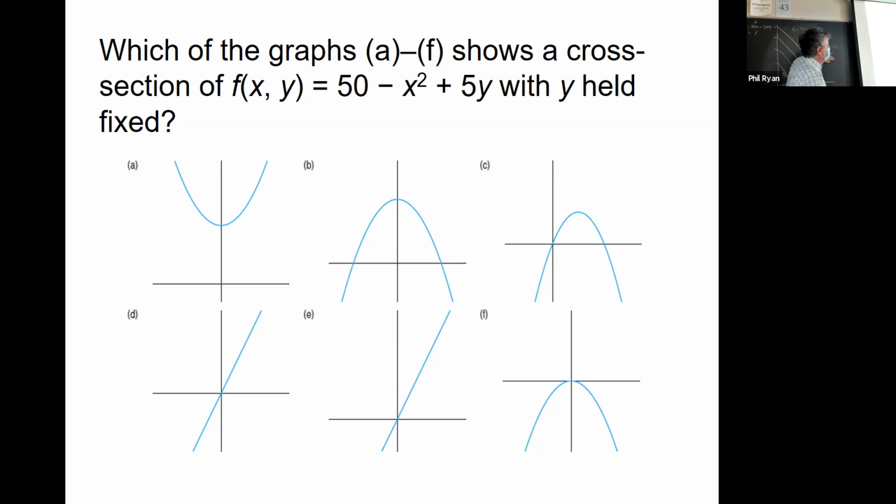Okay, so which one of these are possible candidates? Which one of those are the upside down parabolas? B, C, and F, right? So they're the only possible ones, but it can't be C, right? Because it's just a simple number minus x squared. So that means this thing here is going to have its maximum at x equals 0. So it's actually only B and F that are possible cross sections.